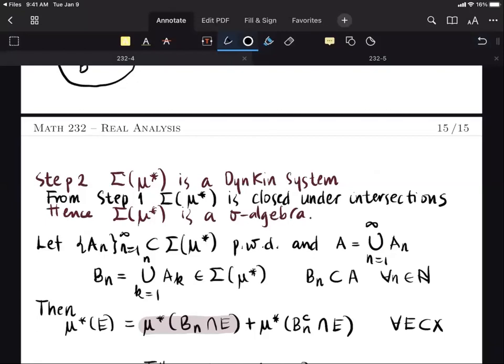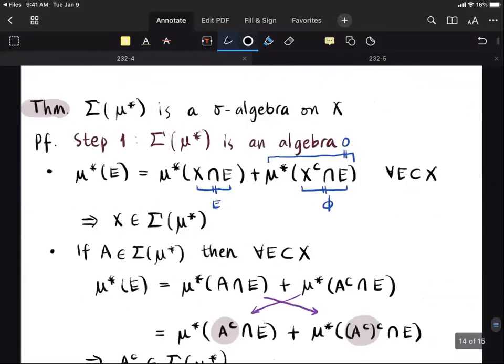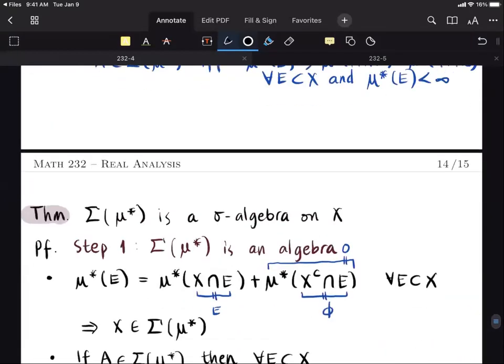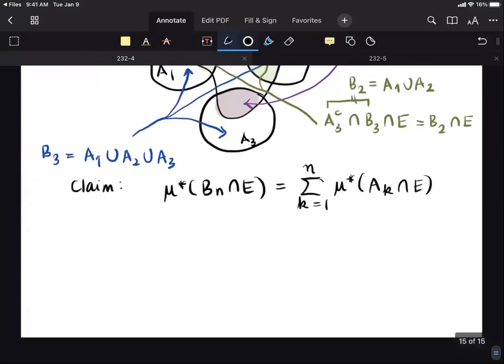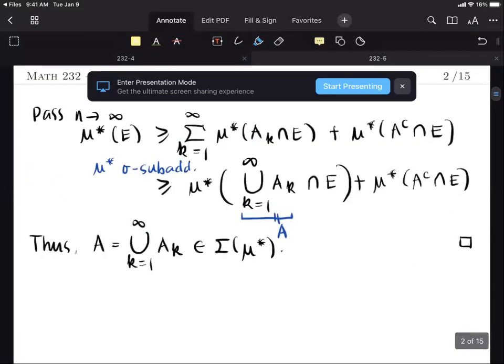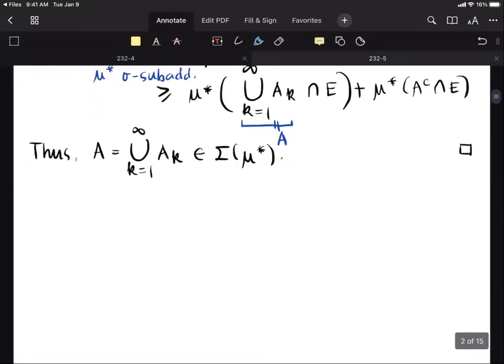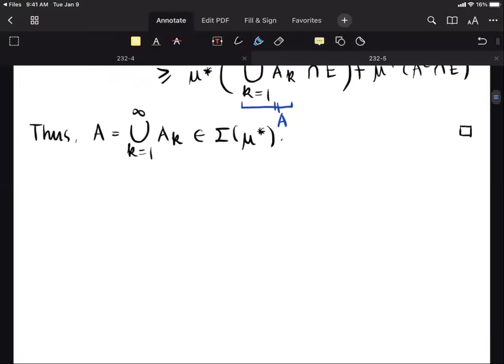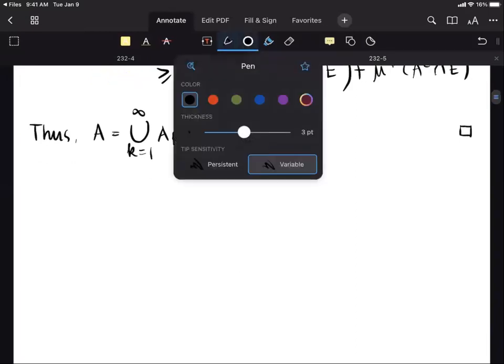Okay, so now we have verified that the collection of measurable sets forms a sigma algebra on X. So how can I utilize this to form a measure? Well, in fact, the construction is easy. We only need to restrict the outer measure to the collection of measurable sets, and then you will obtain a measure already. And that is the content of the next theorem.